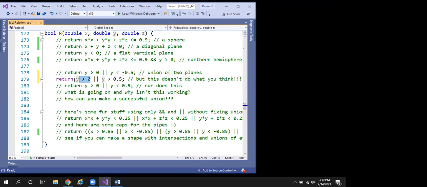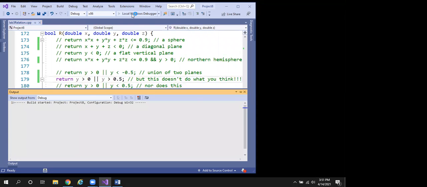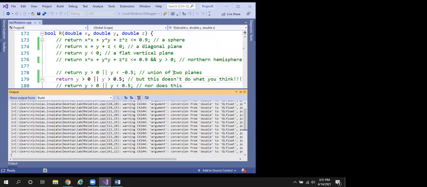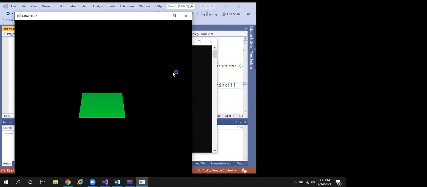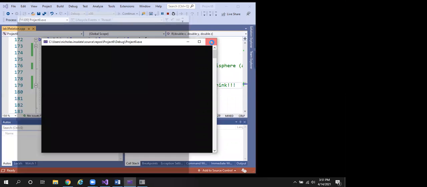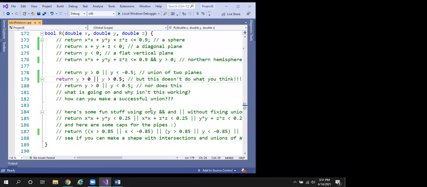Now see that these inequalities are both facing the same direction, whereas these ones were facing opposite directions. And this one doesn't make those two planes as you would expect. It only makes one of them, right? So why isn't it working, and how can you make a successful union? That's something to think about, right? That's part of your lab, to try to figure out how you can put these logical expressions together to make, you know, one sphere over here and another sphere over there, or a bunch of blobs that fit together and make some kind of cool sculpture.